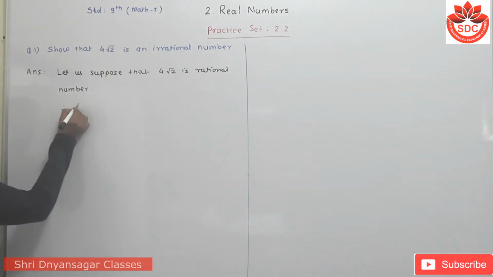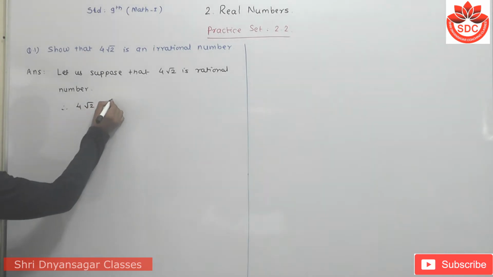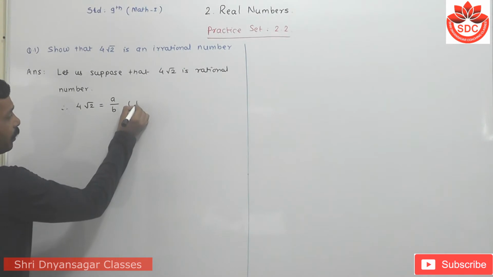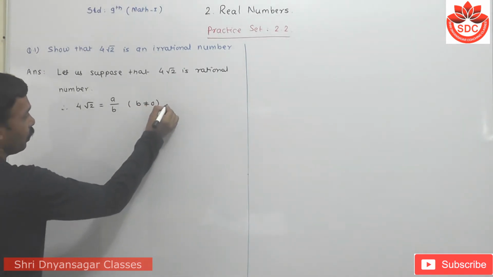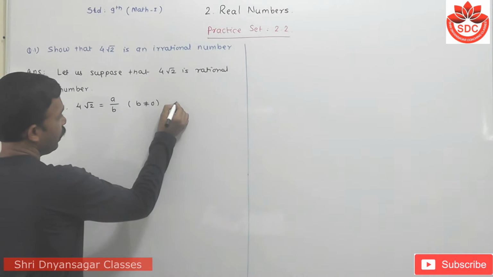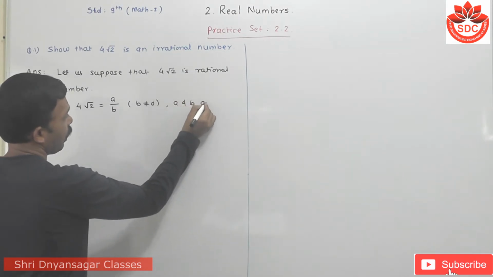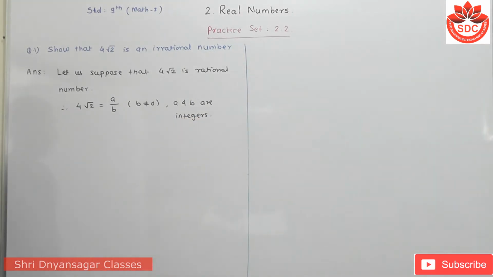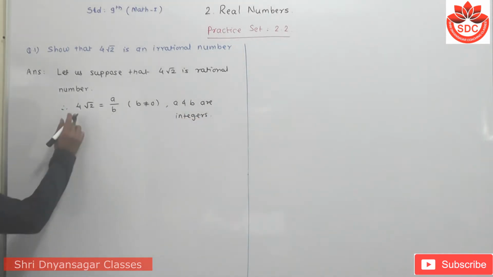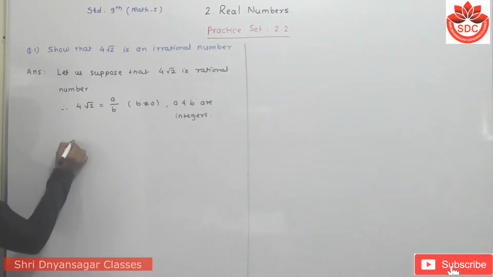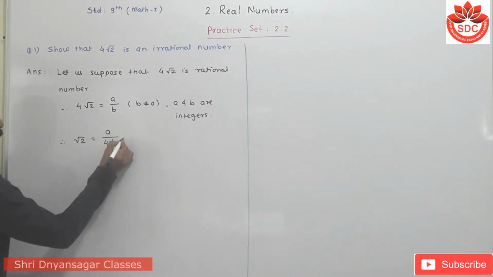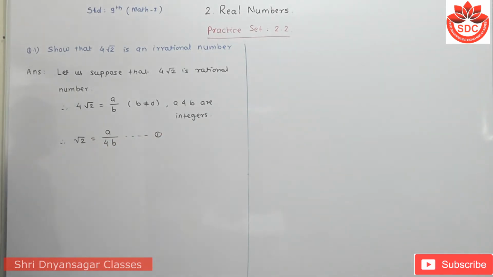Therefore 4 root 2 is equal to p upon q, or you can also take a upon b, where b is not equal to 0 and a and b are integers. When we transpose this to the other side, we get root 2 is equal to a upon 4b. Suppose this is equation number first. Transpose here, convert as b.